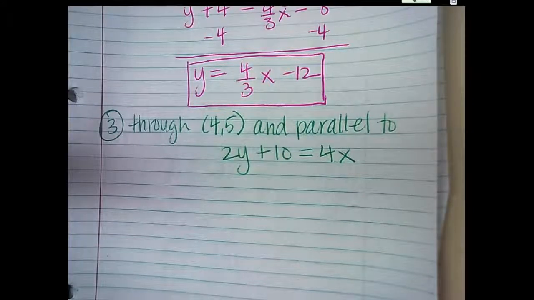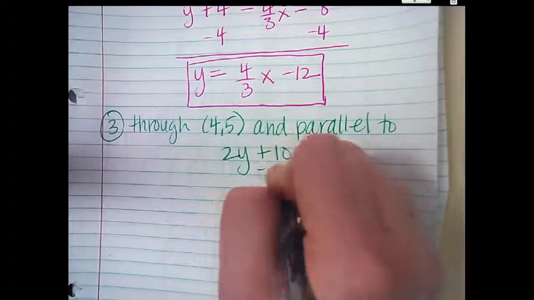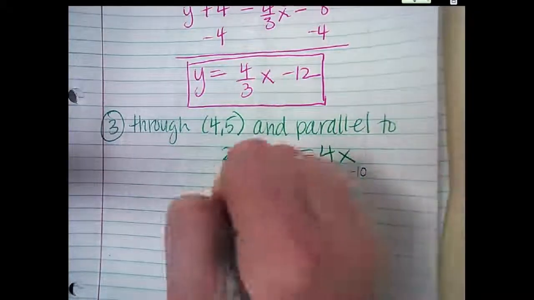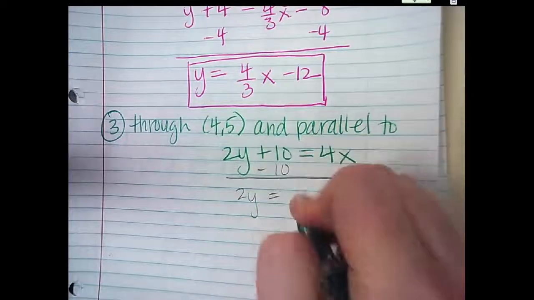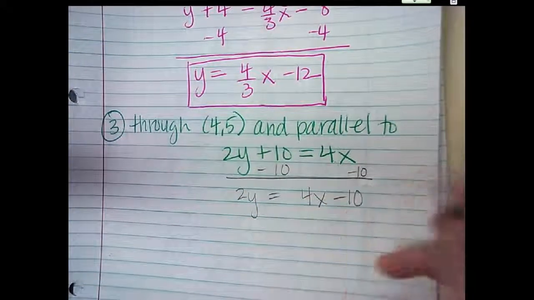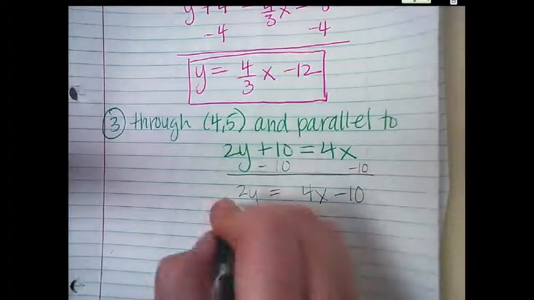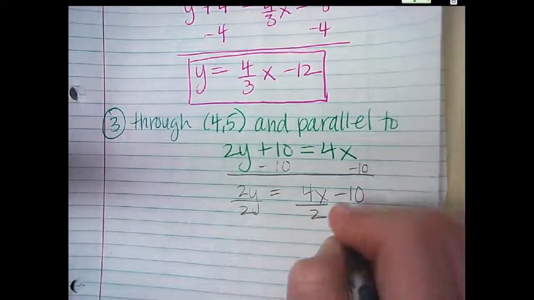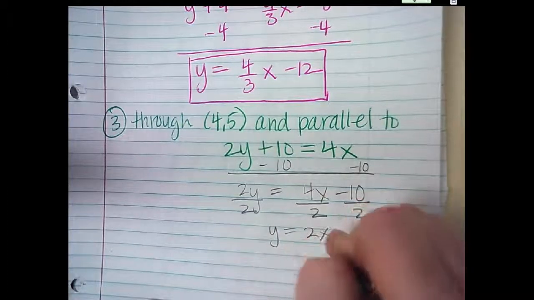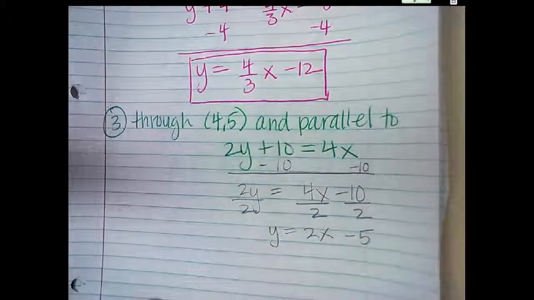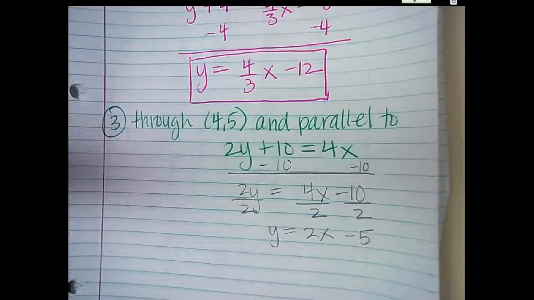Slope-intercept, or I see what you guys are saying. Y by itself. So I heard someone say subtract the 10. So 2y equals 4x minus 10. And then divide by 2 on everything. Good. Y equals 2x minus 5. So now what is the slope of that line?